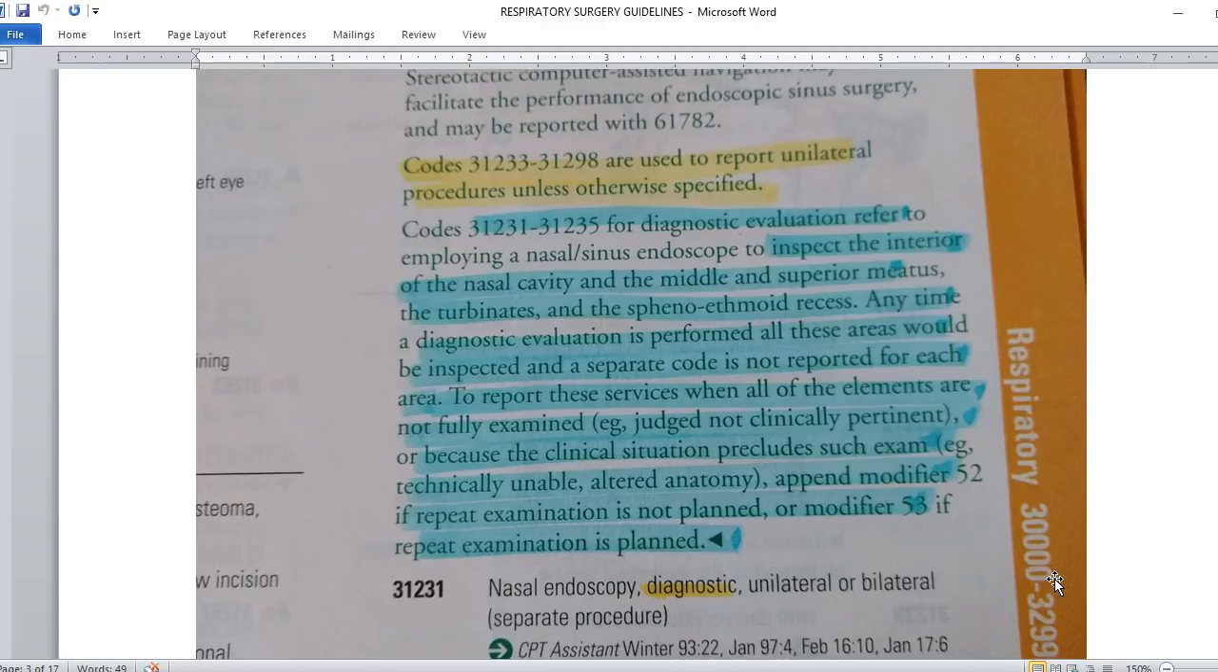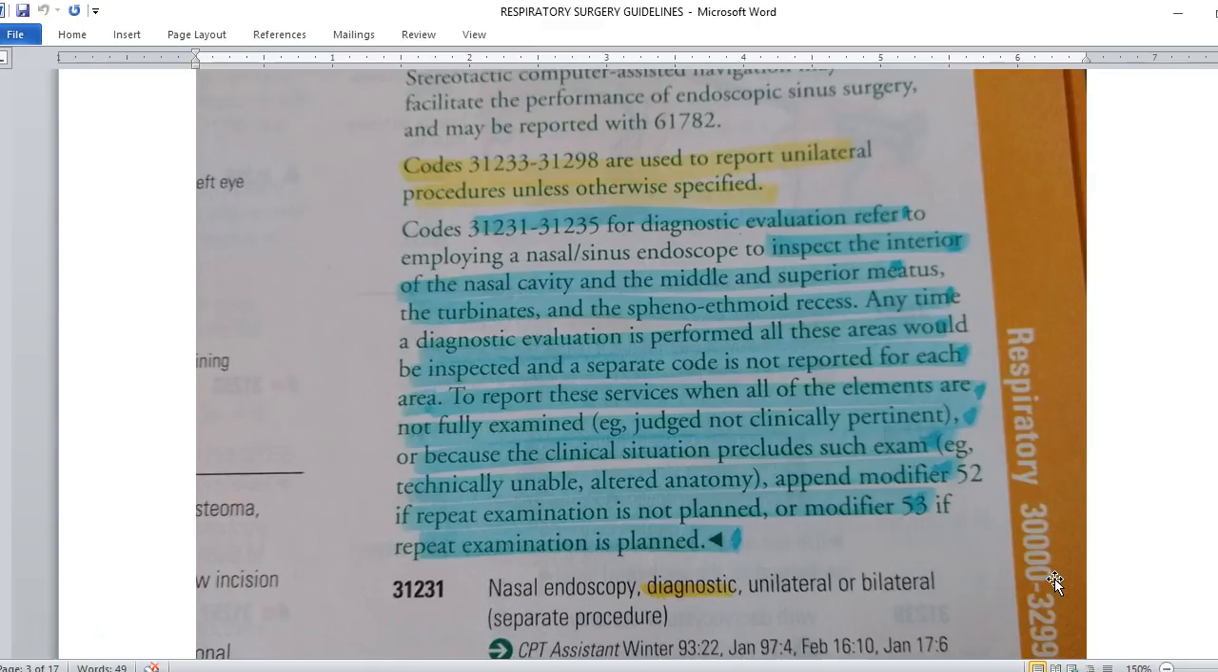Anytime a diagnostic evaluation is performed, all of these areas would be inspected, and a separate code is not reported for each area. So again, we can look at all of this as part of a diagnostic, because what are we doing in diagnostic? We're looking around. So, to report these services when not all of the elements are fully examined, like judged not clinically pertinent, or because a clinical situation precludes such an exam, such as technically unable or altered anatomy, append modifier 52 if a repeat examination is not planned, or modifier 53 if a repeat examination is planned.